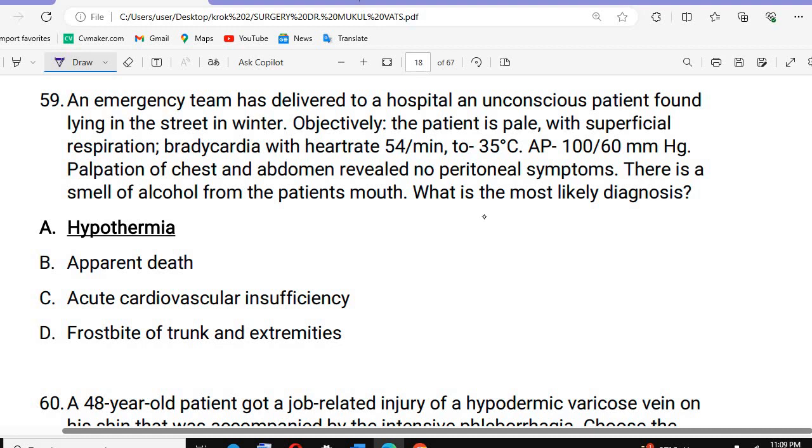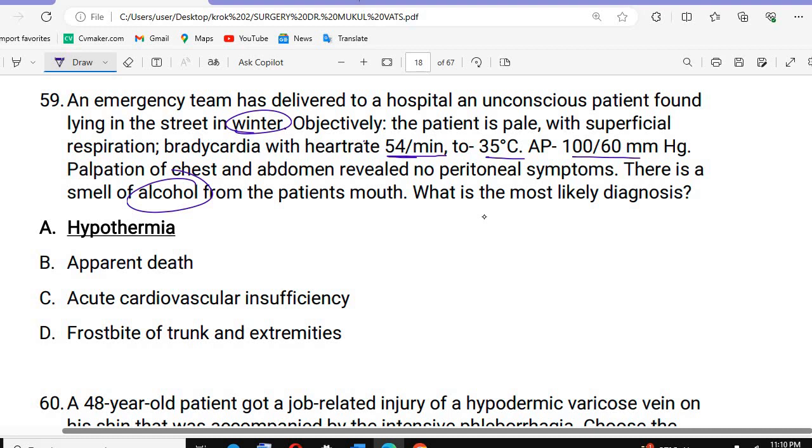Our emergency team has delivered to hospital an unconscious patient, found today, 9th April, lying in the streets in the winter. The patient is pale with superficial respiration, bradycardia with a heart rate of 54, blood pressure 100. On palpation of the chest and abdomen, there are no peritoneal symptoms. There is a smell of alcohol from the patient's mouth. What is the most likely diagnosis?